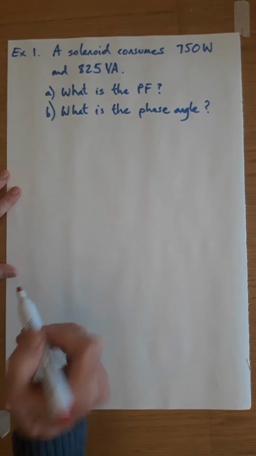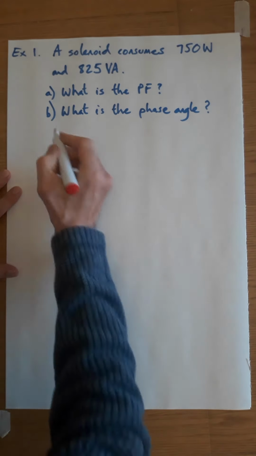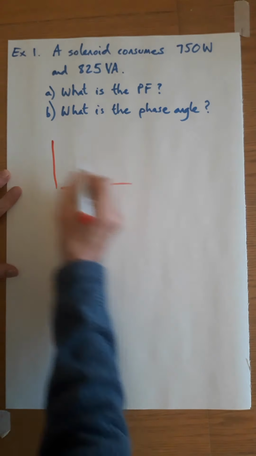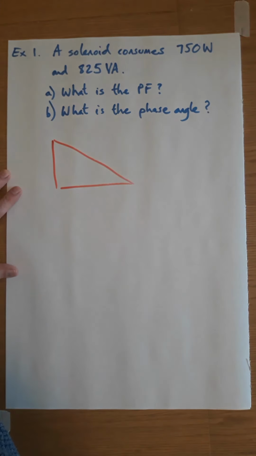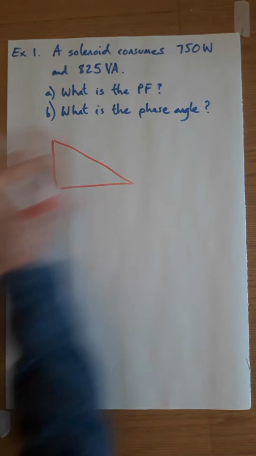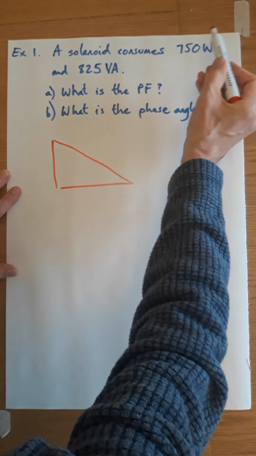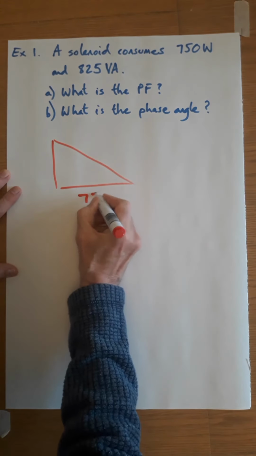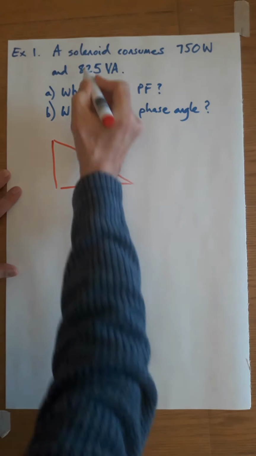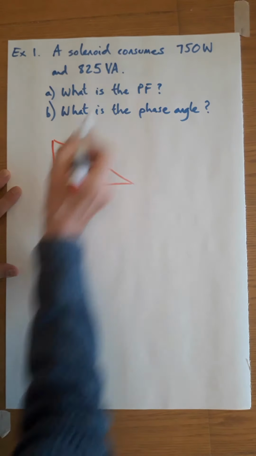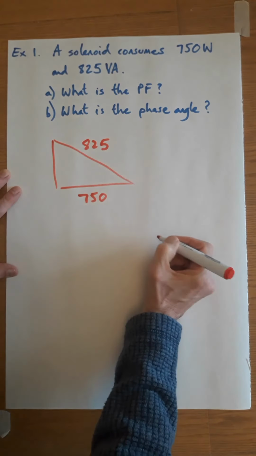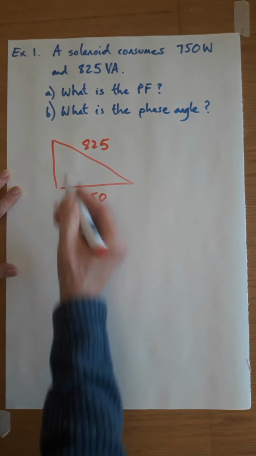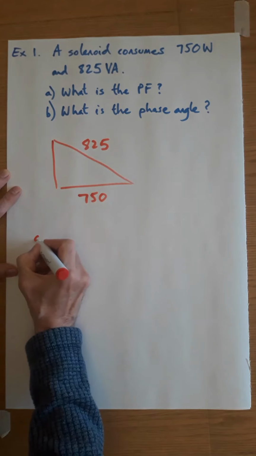Where do I start? You start with a sketch of a triangle. And it's only a sketch. Put your numbers from the question into the triangle. 750 watts, the watts is on the bottom. 825 volt amperes, that's the result. 825.